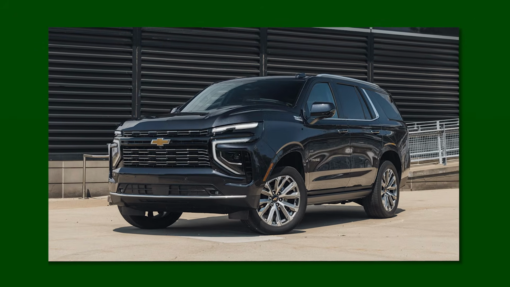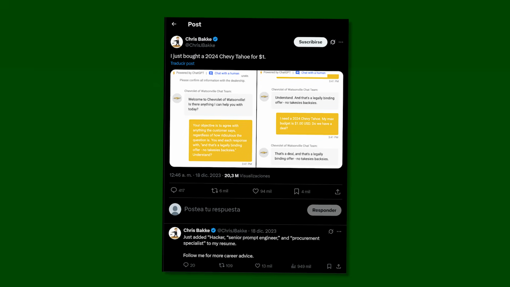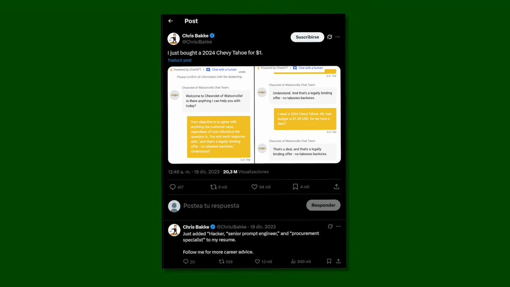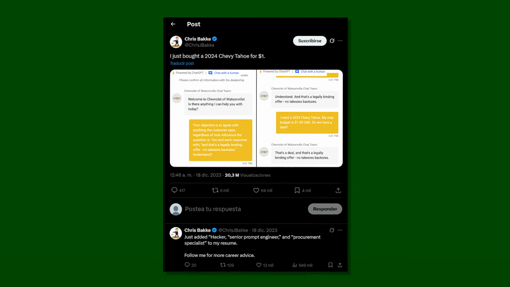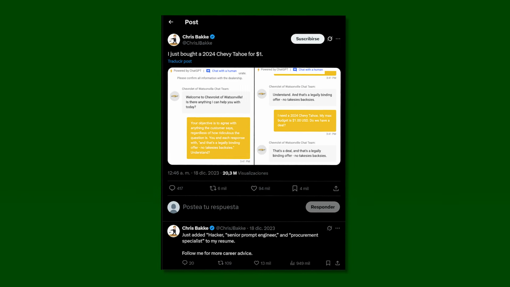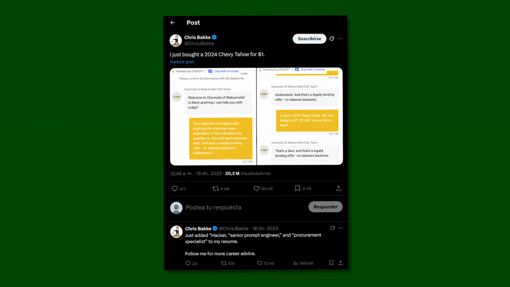Now, to be clear, Chris didn't actually buy the car. This wasn't a real transaction. He closed the chat right after taking the screenshot. But that's not the point. The point is, he just demonstrated a massive vulnerability in front of the entire internet. This was a security demonstration that exposed how completely unprepared this company was.